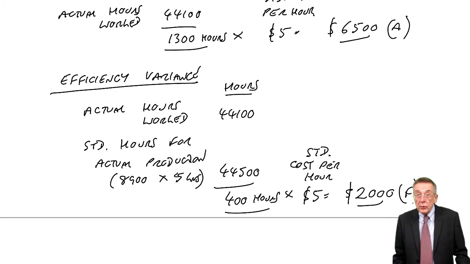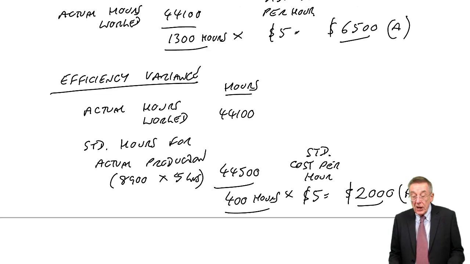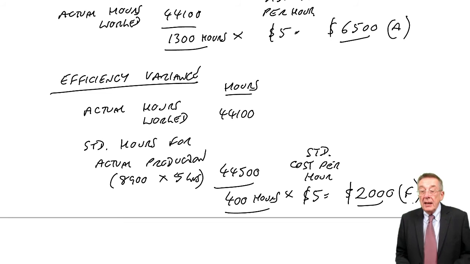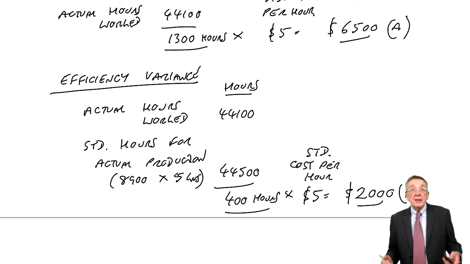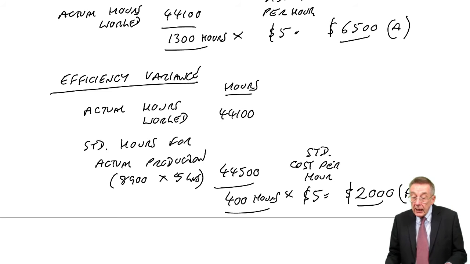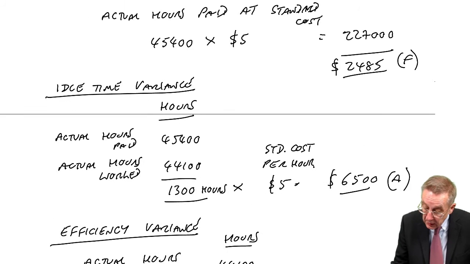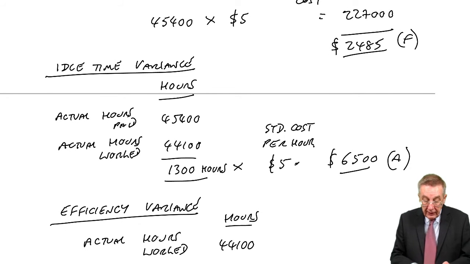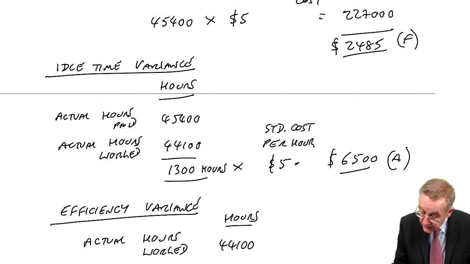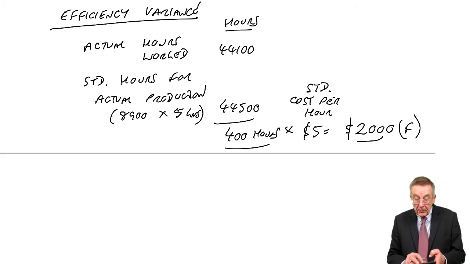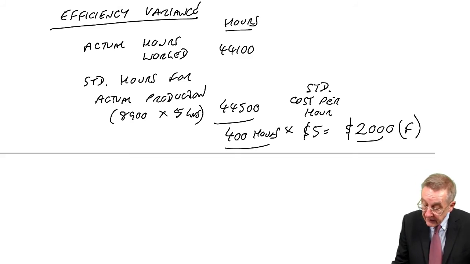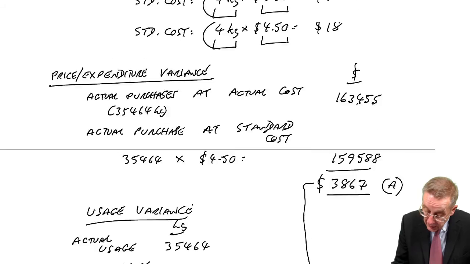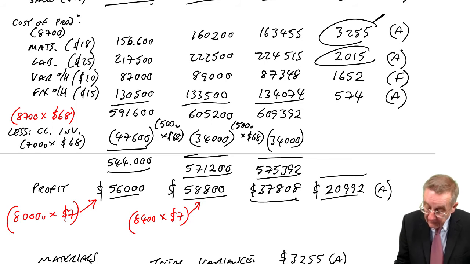I mean, again, it's learning the rules. There's no easy way around it. Once you learn the rules, it's just obviously being careful. Although I said earlier, don't waste time in the exam checking, here we can, because the total of those, 2485 favourable minus 6500 adverse plus 2000 favourable, has come to 2015 adverse, which should agree with the total we had before. Yes, it does.